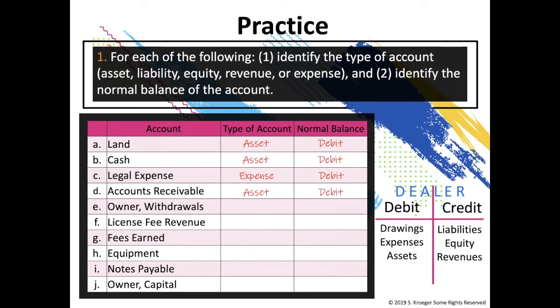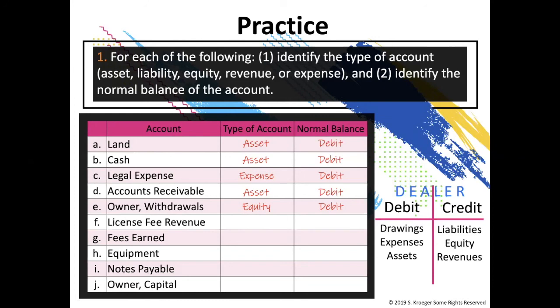Letter E, we have the owner withdrawals. What type of an account is that? It's part of equity. The capital and the withdrawals are part of equity. Remember, withdrawals and drawings are the same thing. So even though it's part of equity, we're not going to look at equity for the side. We'll look at the specific account name of drawings. That would be a debit balance.